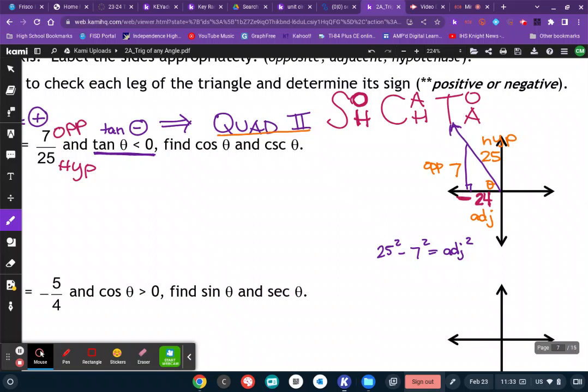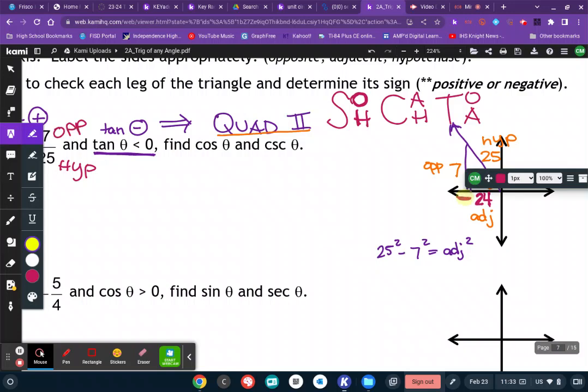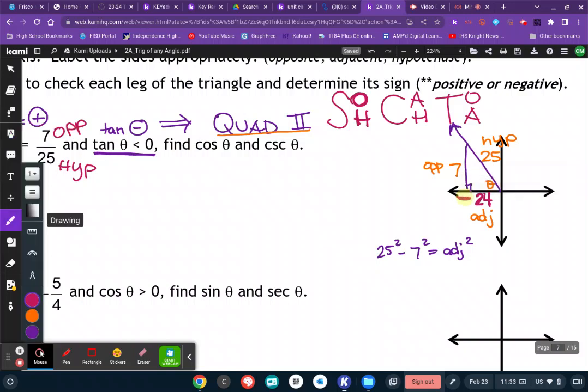Now, this is a part of this process that we're learning that is easily forgotten, but it's written in our steps. It's the last step there. So we kind of just have to force ourselves to remember that what I'm doing right now might mean that I'm going to have a negative measure somewhere. So that adjacent side is negative 24.